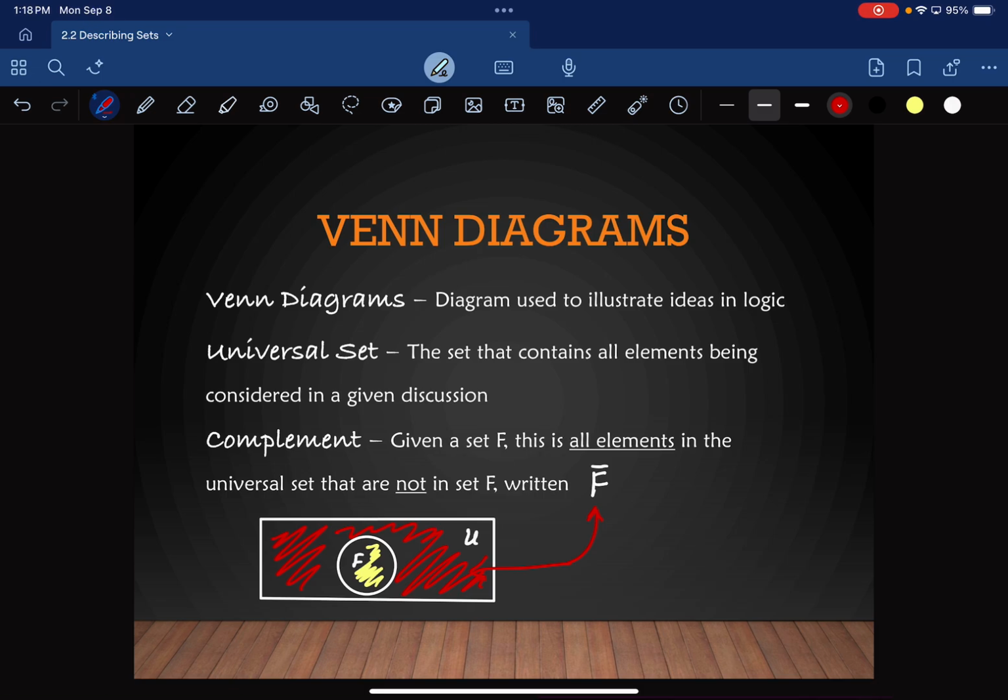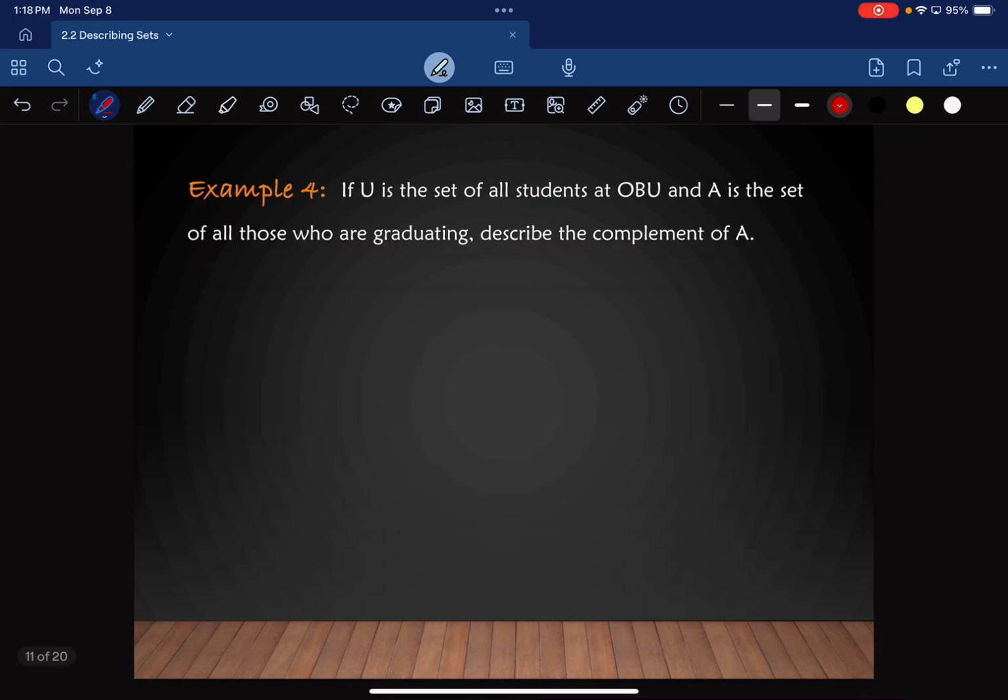Okay? So it's the donut, where that's the donut hole in the middle. It's that space outside there. So that's what complement's looking for. All right, so we can use a verbal description for our first one. So let's let U be the set of all students at OBU, kind of a picture in mind what that is. And A is the set of those who are graduating. What would the complement of A be in that situation?